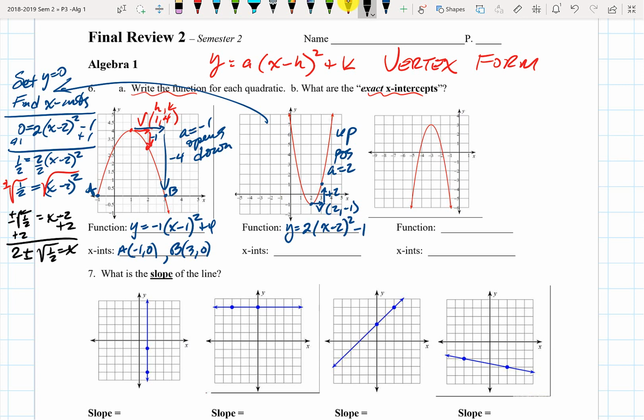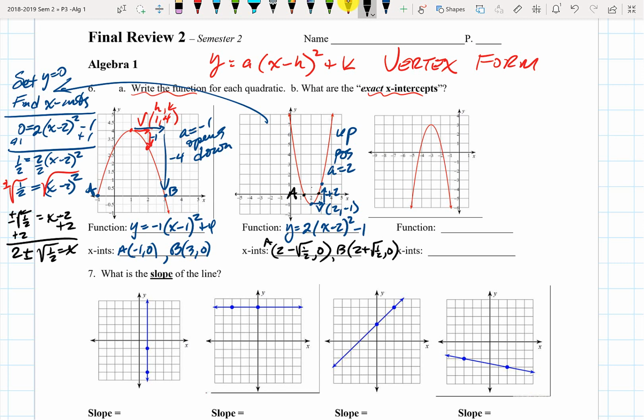Okay, so my x-intercepts at A right here. This is point A. So 2 minus the square root of 1/2, 0. At point B, it's 2 plus the square root of 1/2, 0.